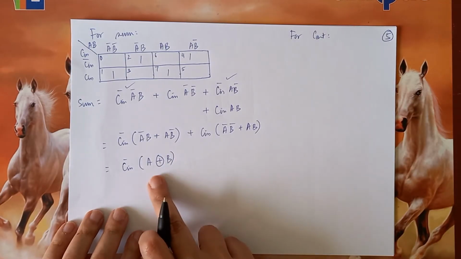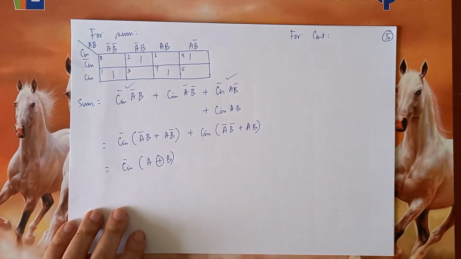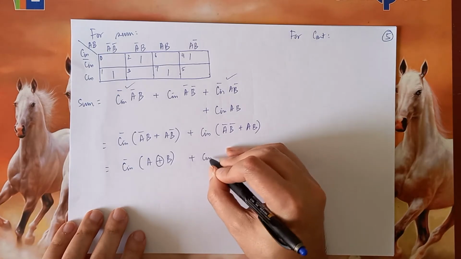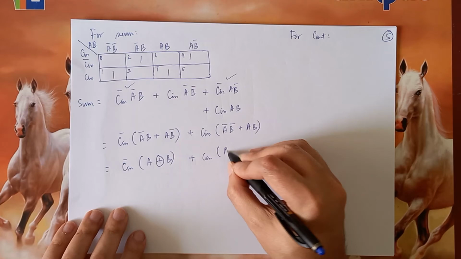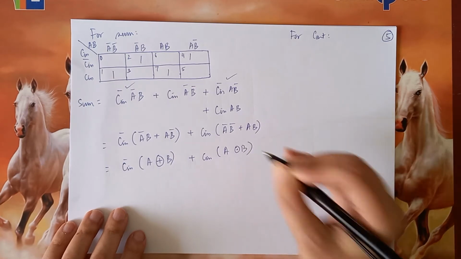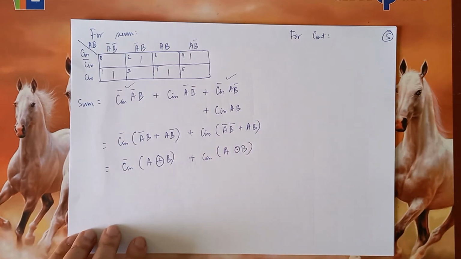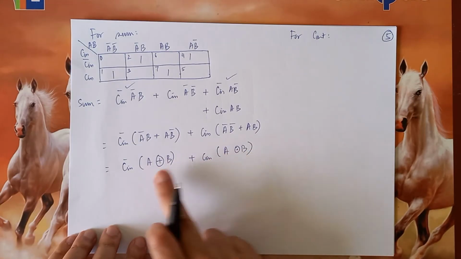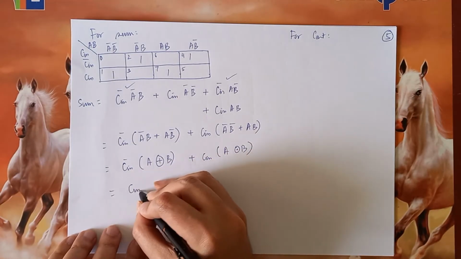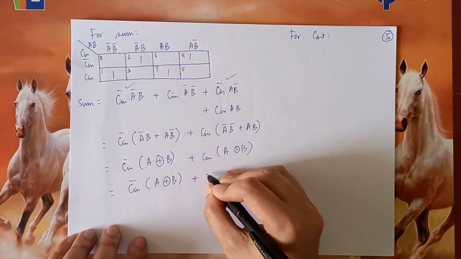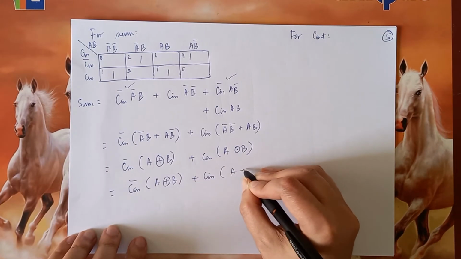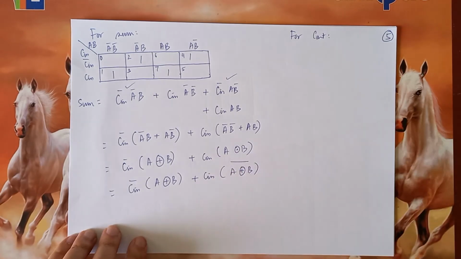Once again, please note that XOR is not simplification. XOR means you will still need large number of NAND gates to implement them. And this bracket A bar B bar plus AB is XNOR, which is also not a kind of simplification. But XOR and XNOR are essentially complements of each other. So what I can write is C in bar, A XOR B plus C in, A XOR B whole bar.